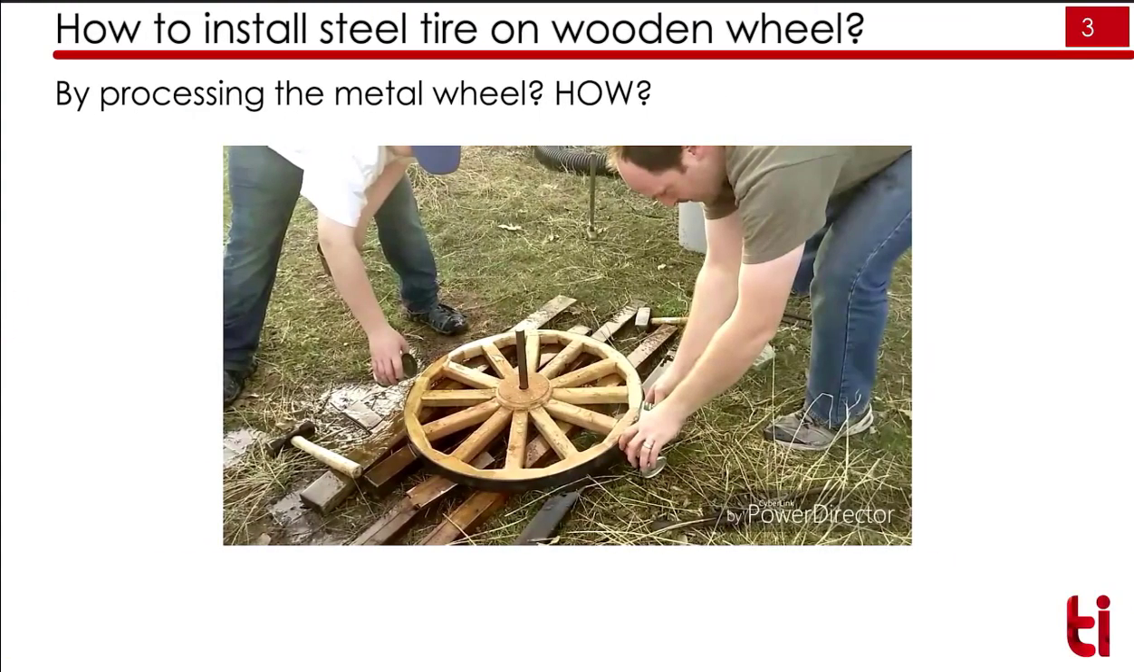This is the first example. You can see there are two persons pouring cold water on the iron rim that has to be fixed on the wooden rim. This is a typical example: the iron rim should be smaller than the wooden part, and if you heat it, the iron will expand. After expansion you fit that iron rim on the wooden part, and then pour the cold water. Due to this it will contract and fit together without any bolts or rivets.